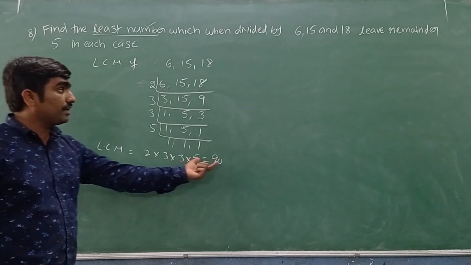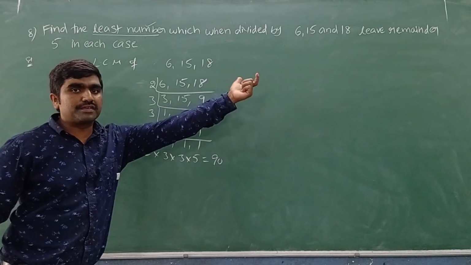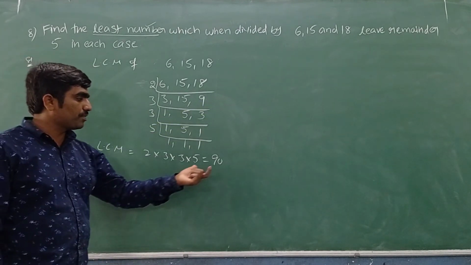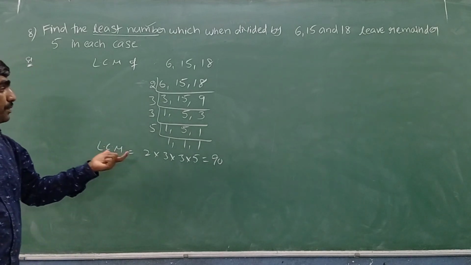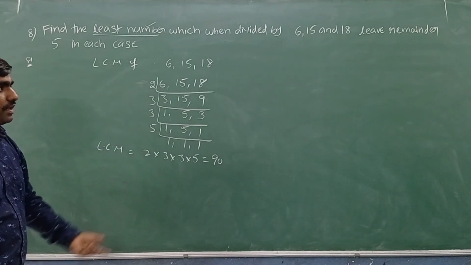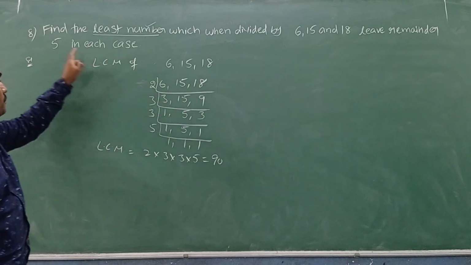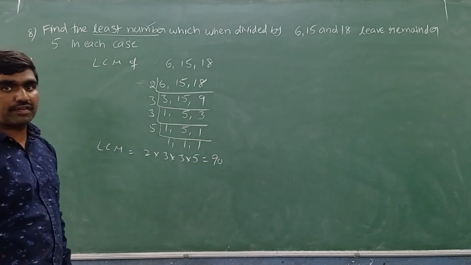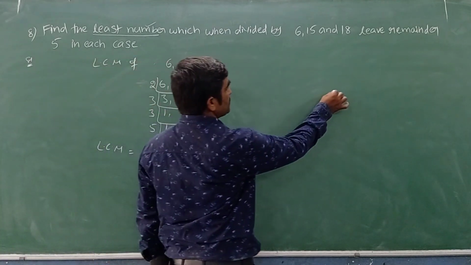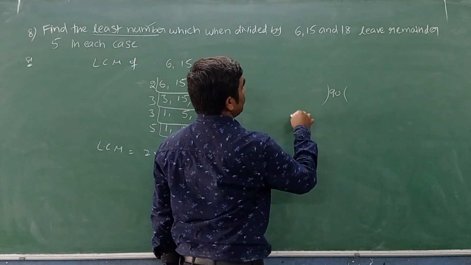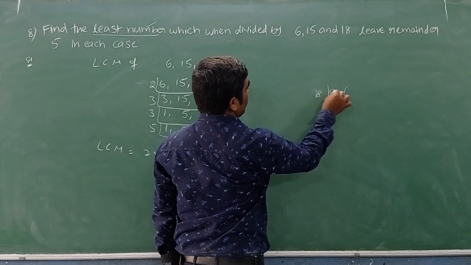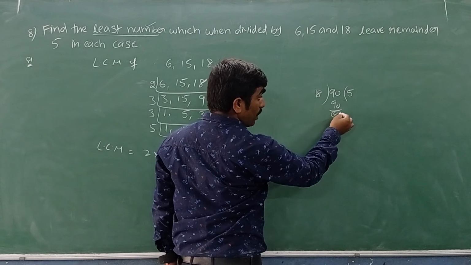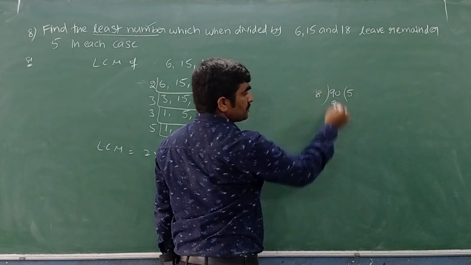Now when I divide this 90 with any one of the given numbers, it leaves remainder 0. Why? Because it is the common multiple of all three numbers. Then to leave remainder 5, what do we have to do now? For this, we need to increase by 5. Now let's see once. 90, let me divide with 18. 18 fives are 90. I'm getting remainder 0. So in place of 0, I want 5. If you want 5, increase by 5 here.